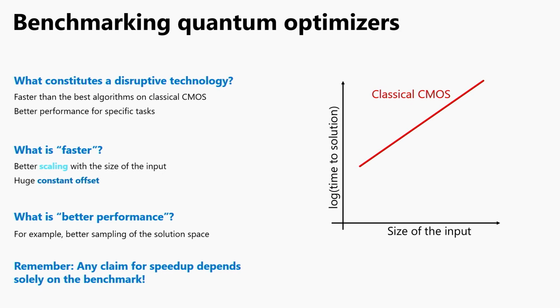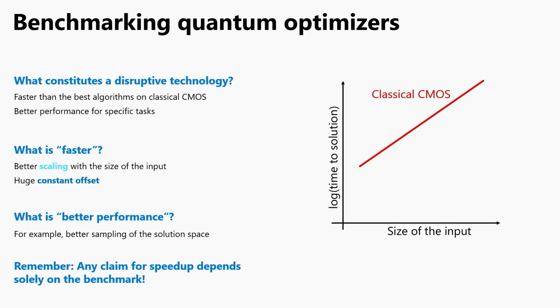Now, if you want to compare quantum versus quantum-inspired optimization, then first we got to set the playing field, and we got to define what do we mean by a disruptive technology. Well, it should be faster than any algorithm that we have out there right now, or it should have better performance on some specific tasks.